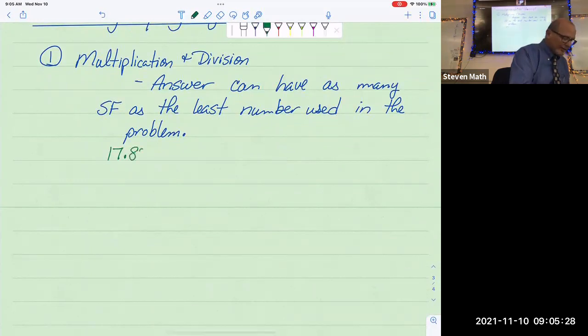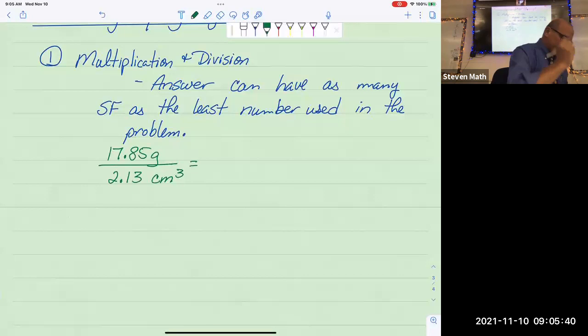So if we have 1785 grams, say we measured something out, we're going to do a density problem, divided by 2.13 centimeters cubed. And I put that into the Texas Instruments calculator. TI says 8.38028 grams per centimeter cubed.